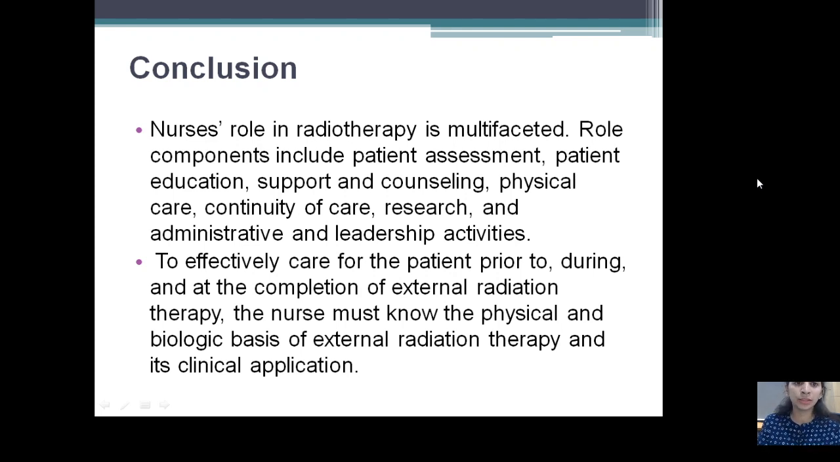To conclude, the nurse's role in radiation therapy is multifaceted. Role components include patient assessment, patient education, support and counseling, physical care and continuity of care, and research and administrative and leadership activities. To effectively care for the patient prior to, during, and at the completion of external radiation therapy, the nurse must know the physical and biological basics of external radiation and its clinical application.